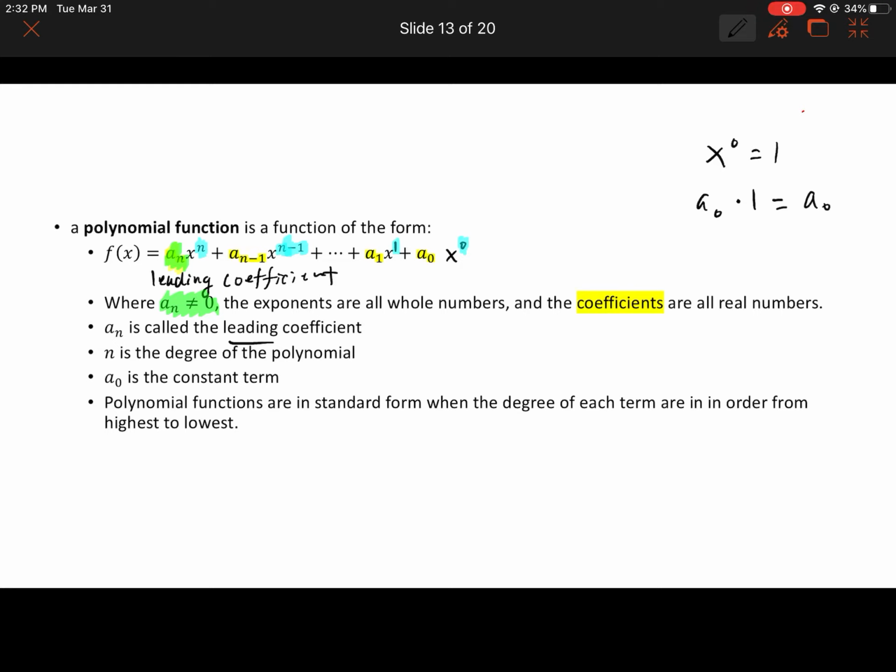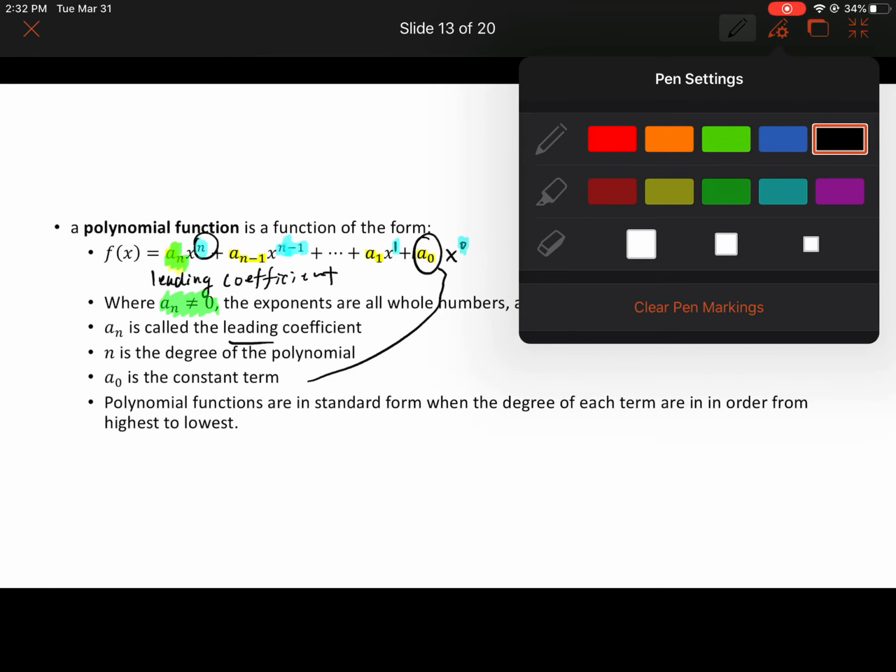Okay, n is the degree of the polynomial. So this n right here, whatever the highest value is, that's going to be your degree of the polynomial. I'll talk about that a little bit more later. A0 is the constant term, so that's this part right here. Okay, so A0 is the constant term. This is usually just a number without an x next to it.